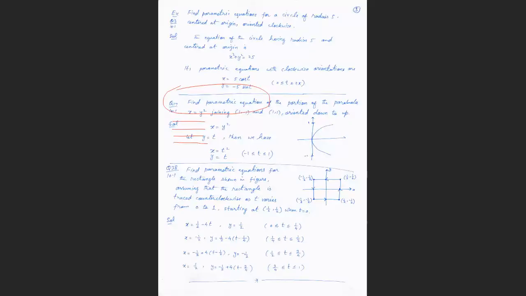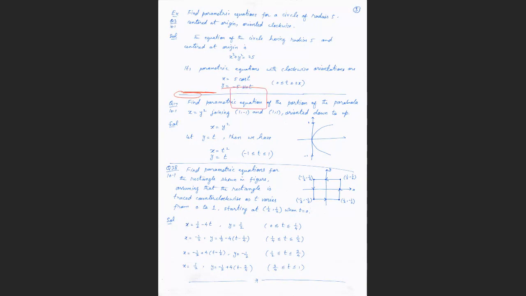But I find only Hamad said that he gave a try, but he didn't get it. What is the main problem for finding the parametric equation is that we have to find the parametric equation for this rectangle shown in a figure. This is the rectangle, okay?